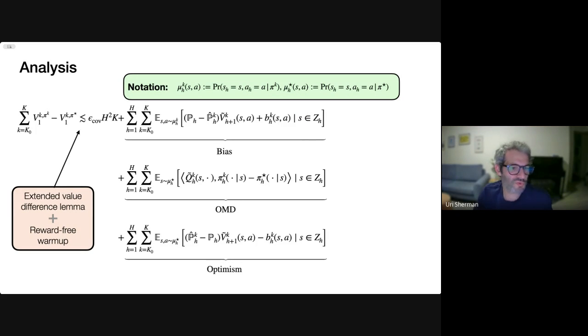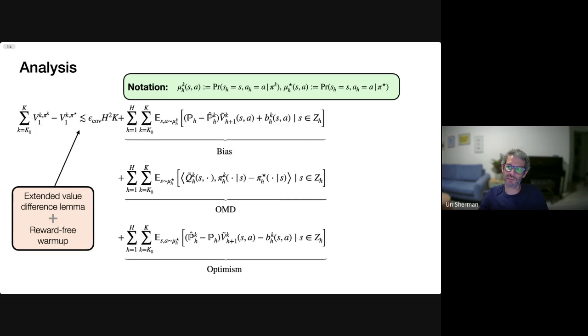So to summarize, just to give a very brief overview of the analysis, we first bound the regret over the episodes that came after the warm-up. And it goes as follows. So we use the extended value difference lemma. It should have been written here, but it's due to Shani et al. And also has a version of it in a previous paper by Kai et al., which decomposes the regret to these three sums of expectations, the bias, OMD, and optimism terms.